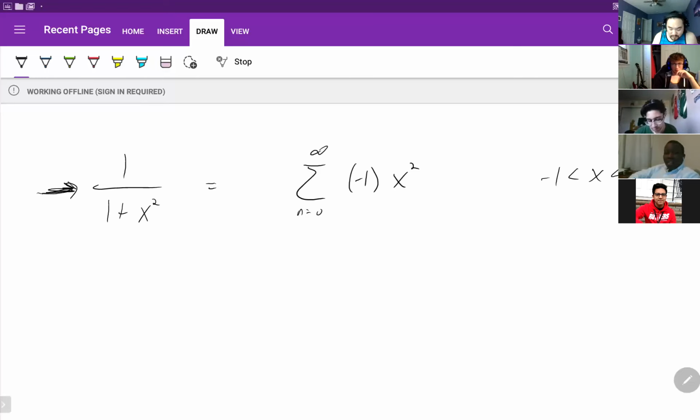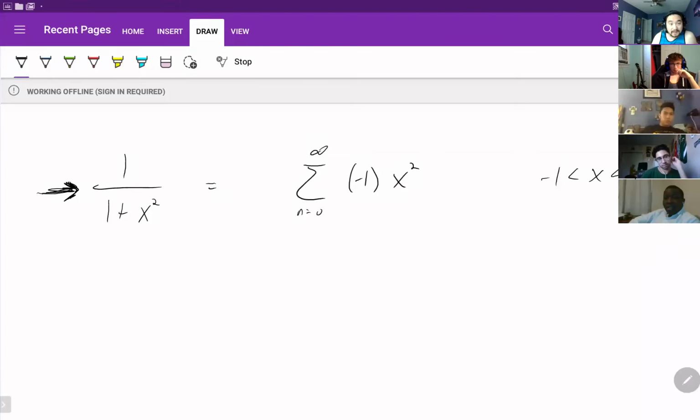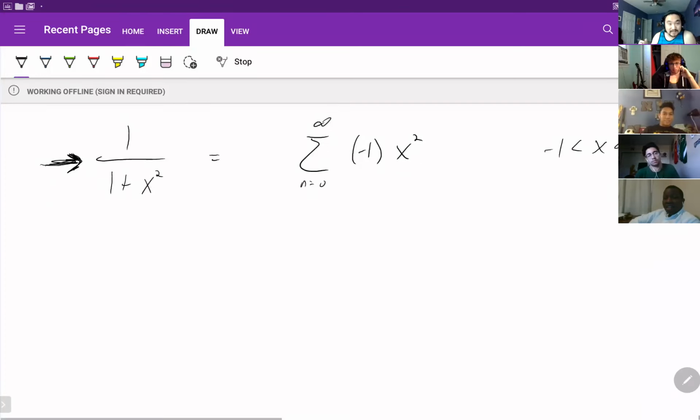Does anyone know what the integral of 1 over 1 plus x squared is? Isn't it like an inverse trig function? Which one? Maybe arctan? I don't know, maybe tan. Okay, I'll take it. Yes, it's tan inverse. The derivative of tan inverse is 1 over 1 plus x squared.